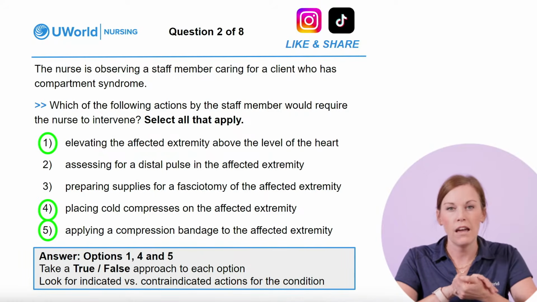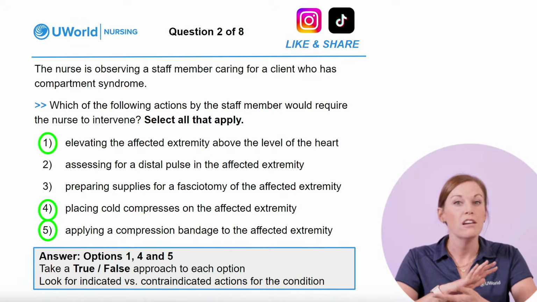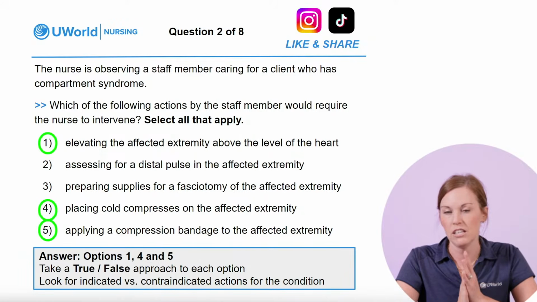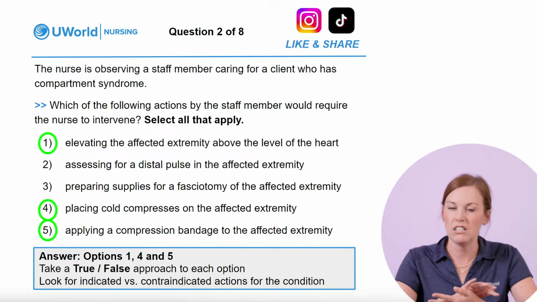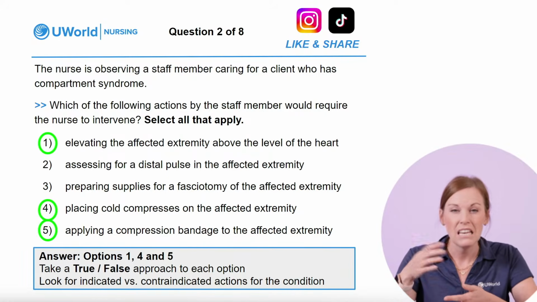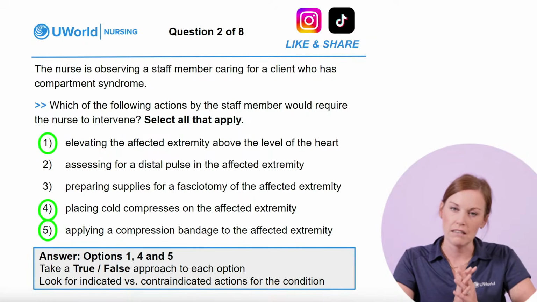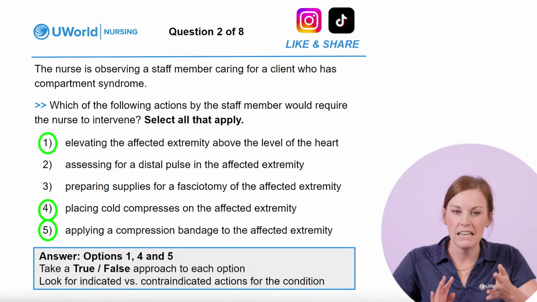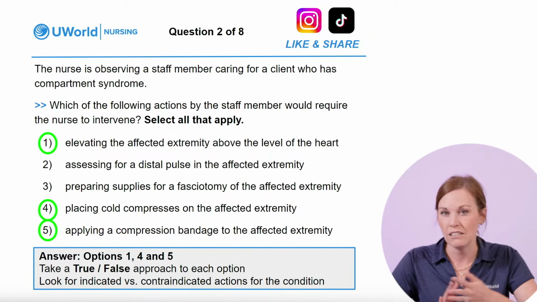And then in option 5, compression bandages can be a cause of compartment syndrome. So we definitely want to avoid these. We do not want to apply a compression bandage in this situation. Compression bandages are typically good for situations like if lymphedema is a risk factor, like after surgery, things like that. But in this case, it's not something that's indicated. Our findings in options 2 and 3, these are things we should do for compartment syndrome. So they're going to be incorrect answers for this one.